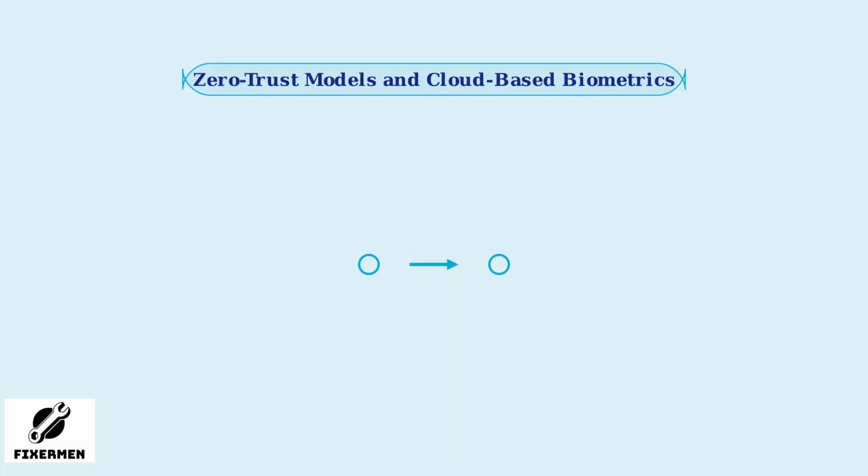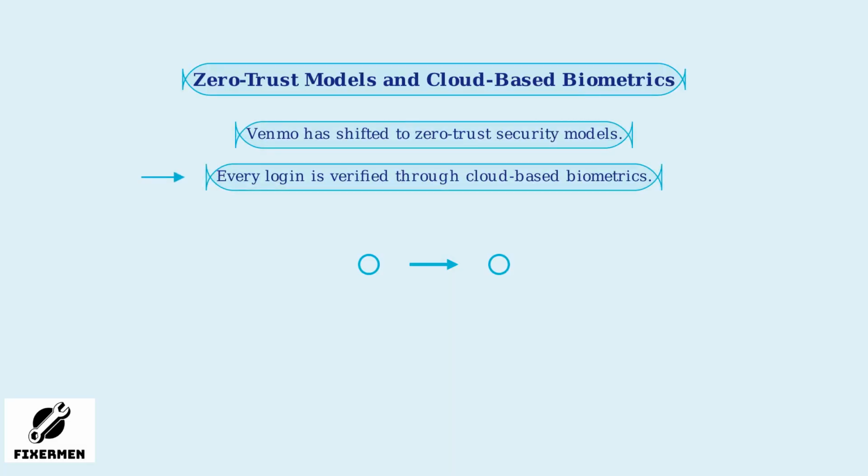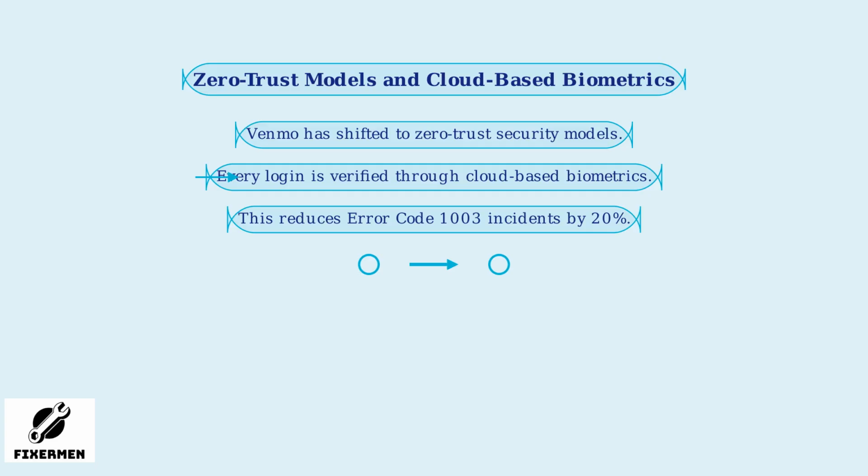Venmo has shifted to zero-trust security models, where every login is verified through cloud-based biometrics. This approach reduces error code 1003 incidents by 20%, according to user feedback surveys.